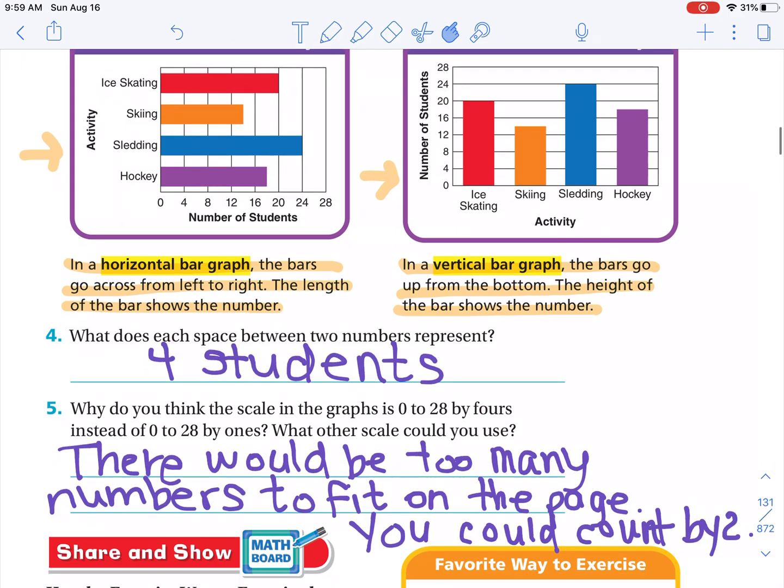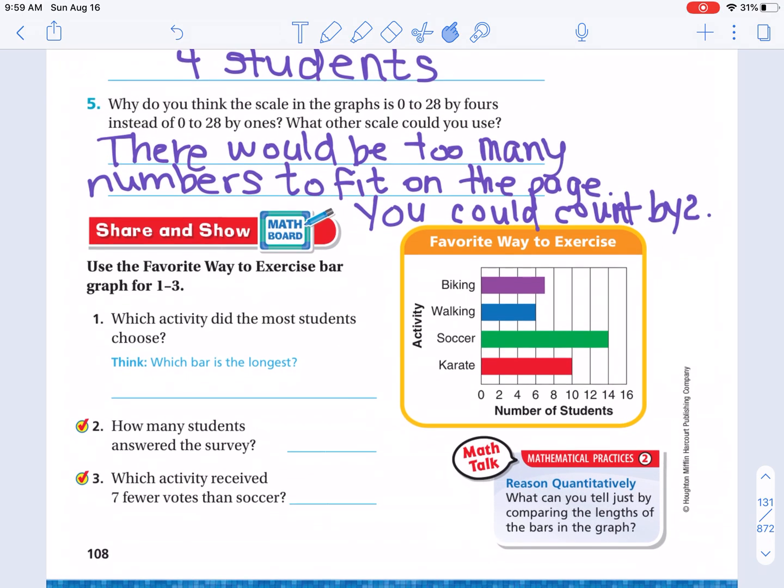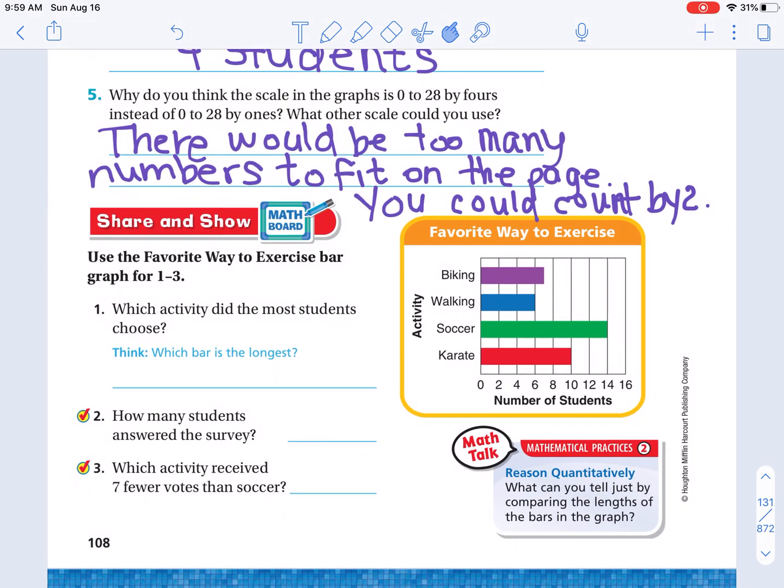Okay, let's do a few more practice problems with the share and show, and we'll wrap it up. Okay, we're going to use the favorite way to exercise bar graph for questions 1 through 3. Which activity did the most students choose? So let's look at this bar graph. Which one is the longest? Because that shows the most students. It's looking to me like soccer is the longest one because the green bar is the longest.